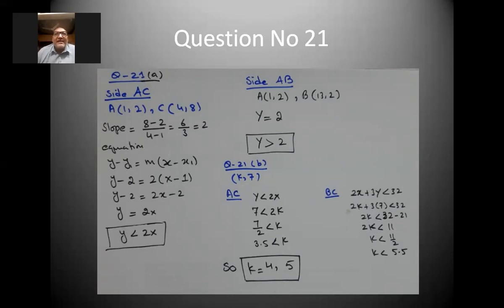Then we have the side AB, A coordinates 1, 2, B coordinates 13, 2. You see these two points, their Y coordinate has not changed. It's a horizontal line. In the horizontal line, the equation is simple, Y equals to 2. Horizontal lines, the equation is Y equals to constant. So here Y equals to 2. Because the shaded area is above this line, the crocodile's mouth will be towards y. So I will write y more than 2. So these are the two inequalities which were missing there. So that's the question number 21A part.